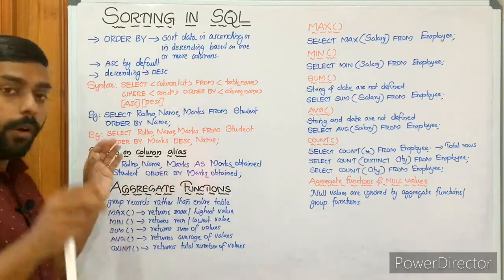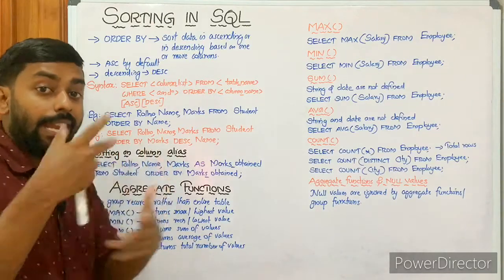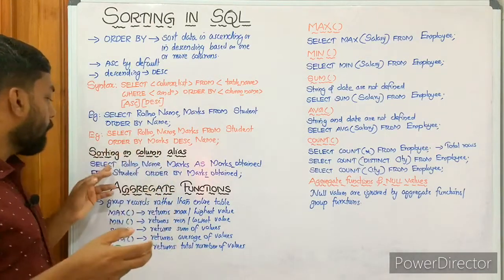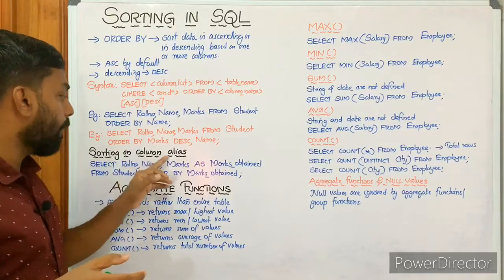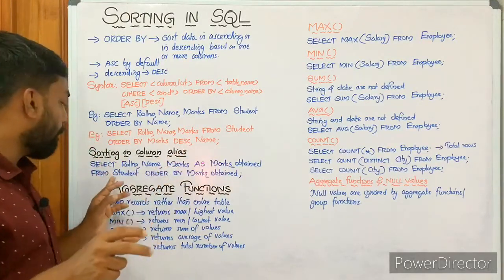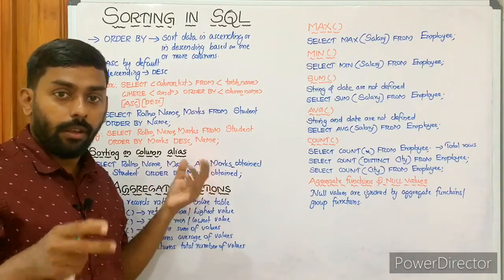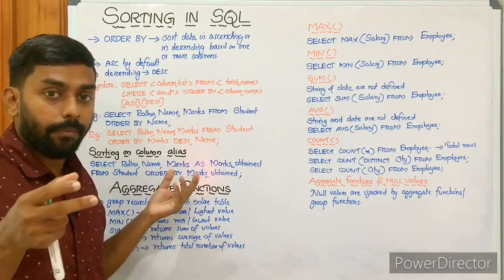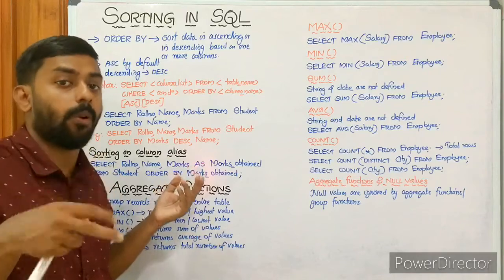So this is what sorting on aliasing actually is. Sorting on column alias is: select roll number, name and marks as marks obtained. Marks obtained will be the column name. From student, order by marks obtained, and we make use of the alias name for the order by clause.